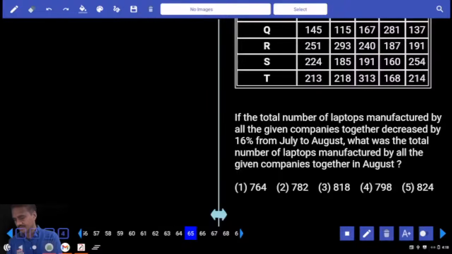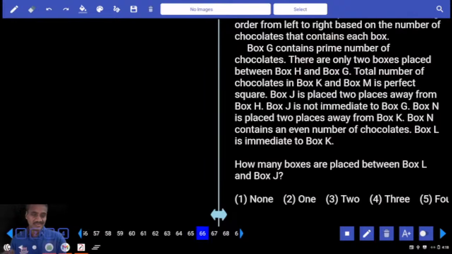Now paper number 70. Now in this paper number 70, question numbers 66 to 70. Now in this, what is given here? There are some 7 boxes.